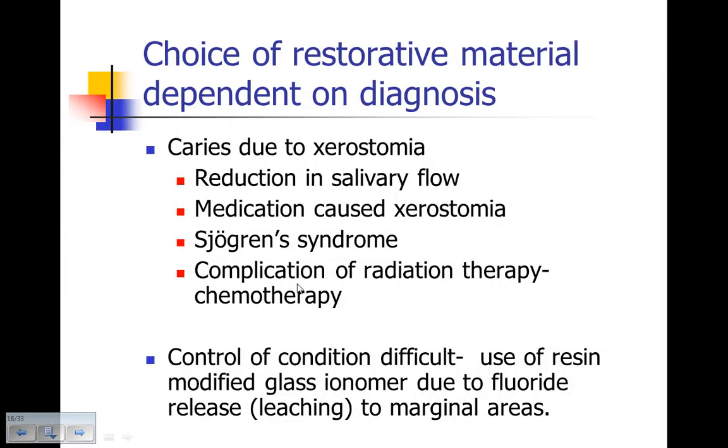When we think about choices of restorative material, it depends upon the diagnosis. When we see caries due to xerostomia, a reduction in salivary flow, medication-induced xerostomia, Sjögren's syndrome, complication from radiation therapy and chemotherapy, or a circumstance where control of the condition is difficult, use of a resin-modified glass ionomer due to its fluoride release in the marginal areas, combined with the fact it's self-adhesive through ionic bonding, through the chelation of calcium and the hydroxyapatite, is to our benefit.